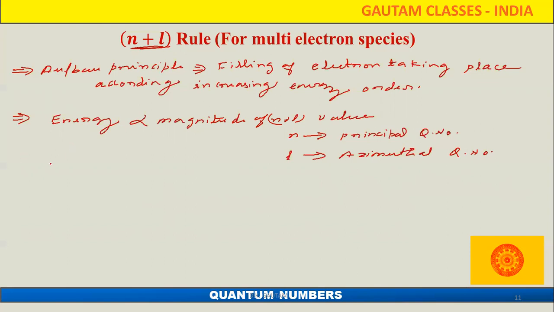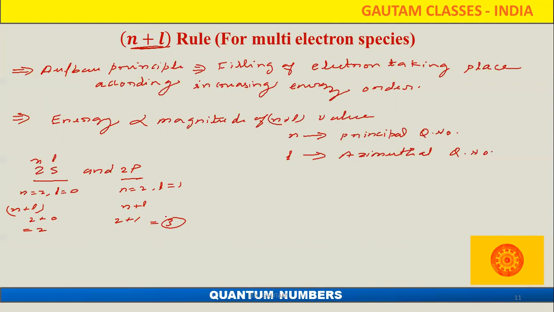Suppose I am giving an example here. 2s and 2p are given. Which subshell has the higher energy? For the 2s, the principal quantum number is 2 and the azimuthal quantum number is 0. So here n is equal to 2 and L is equal to 0. So the n plus L value is 2 plus 0, so directly we can write 2. For 2p, the n value is 2 and the L value is 1. So n plus L is 2 plus 1, that means 3.